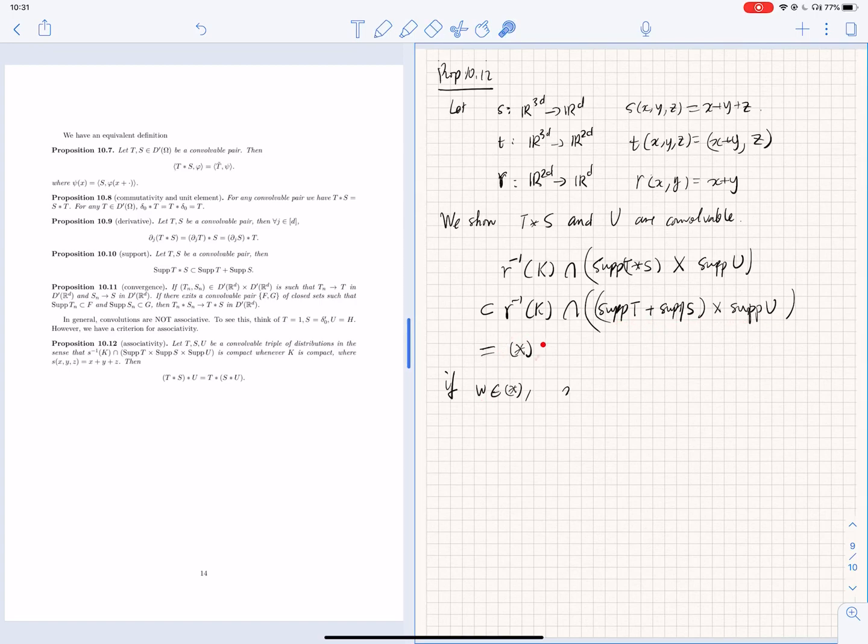If omega belongs to star, it means that it belongs to this set, and which means that W can be written as this x plus y, z, with x in the support of T, y in the support of S, z in the support of U. So this is imposed by this condition in here. Also, it belongs to R inverse K means that the sum of its two components in here, each of them belonging to R^d, belongs to K. That's by the definition of R.